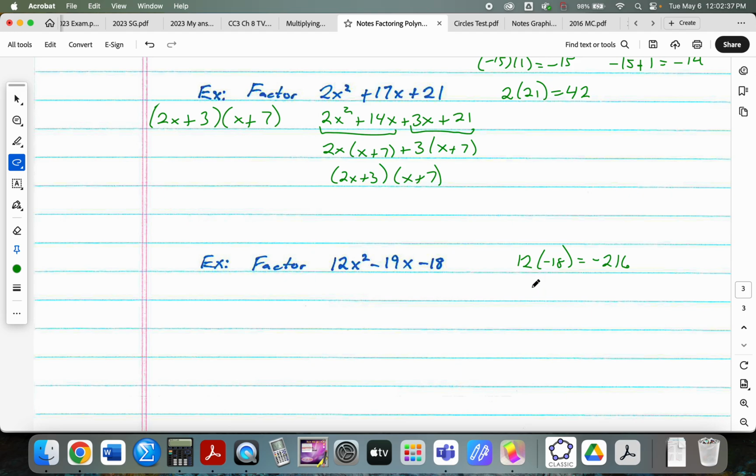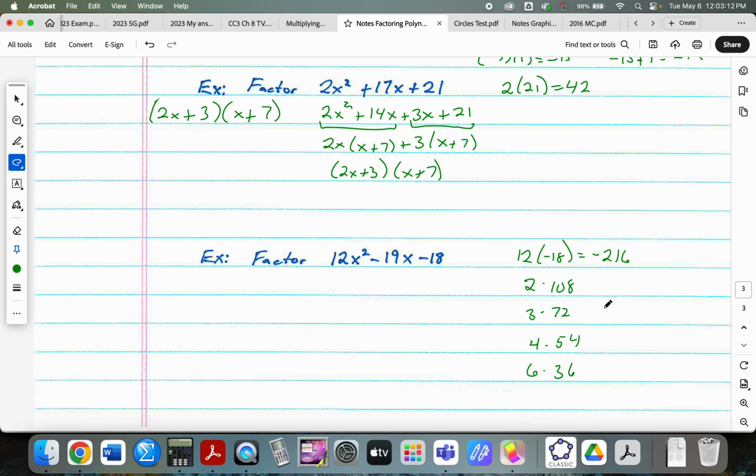So, but if you start doing it, you're like, okay, if I did 2 times 108, well, that's never going to work. And I could do 3 times 72. No matter how I do that, that's never going to make negative 19. 4 times 54. Like, okay, I'm getting maybe a little closer. 5 won't go into it. 6 must. 6 goes into that. 3, that's 18. That's 36. 36, that's not going to make 19. Pardon? It is 8. Is it 26?